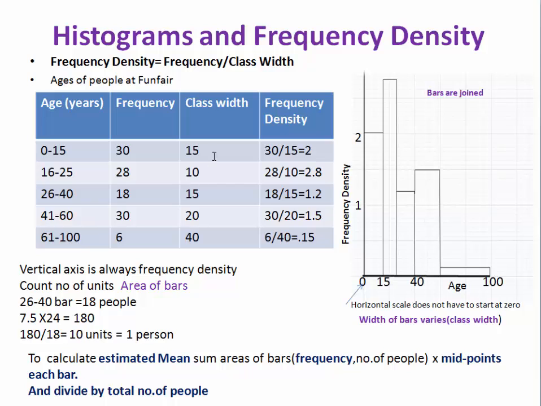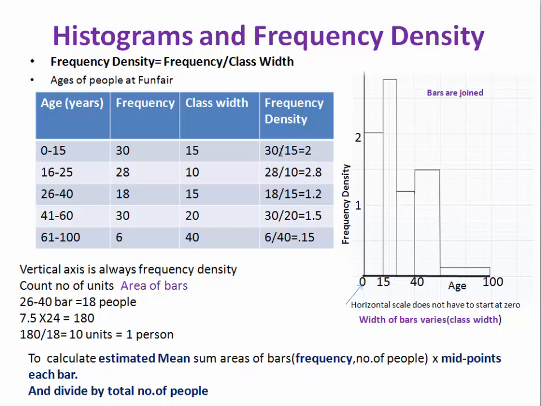This row on the table represents class width. So 0 to 15, that's 15, 16 to 25, that's 10, 26 to 40, 15, 41 to 60, 20, 61 to 100, 40. So that's our class width.